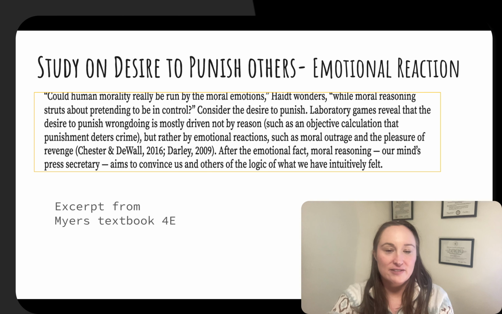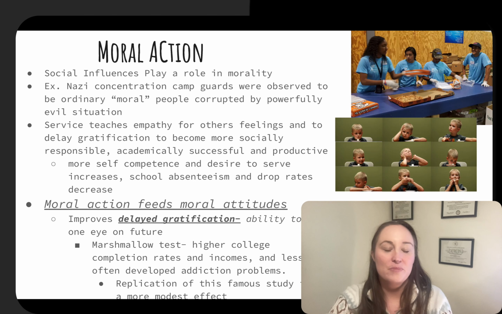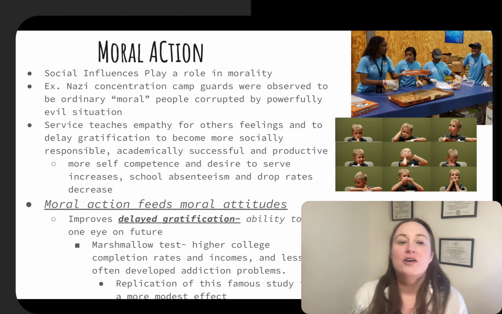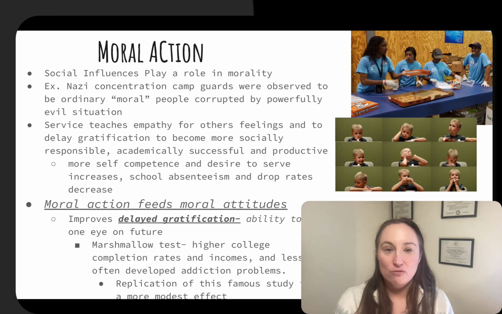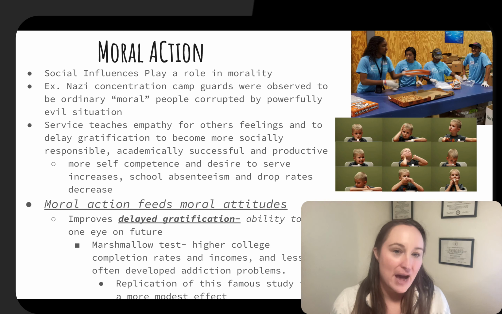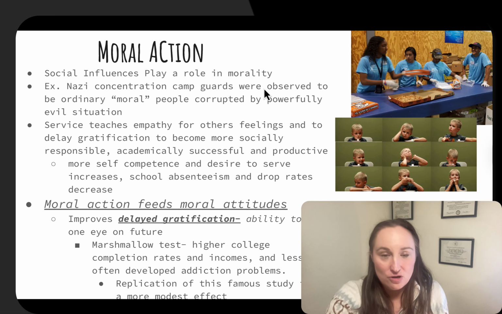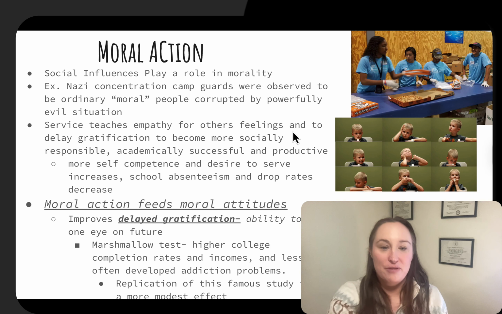Here's just an interesting excerpt from the textbook about punishment and more to what Jonathan Haidt's talking about. And so how can we encourage moral action in people? So we know that social influences play a role in morality. We know that environment matters, to say it another way. We know that you can take morally good people that were considered morally good by their neighbors, by their coworkers, etc., and put them in a situation, and corrupt, evil, horrible atrocities can happen, and they can be part of them. So how do we teach the positive? How do we teach empathy? How do we teach social responsibility?